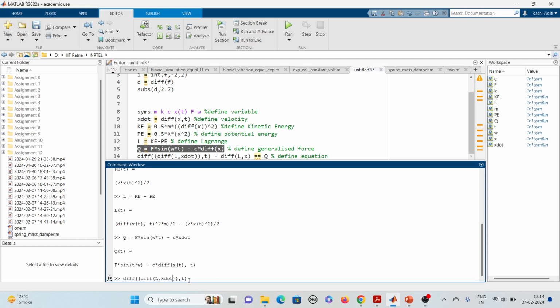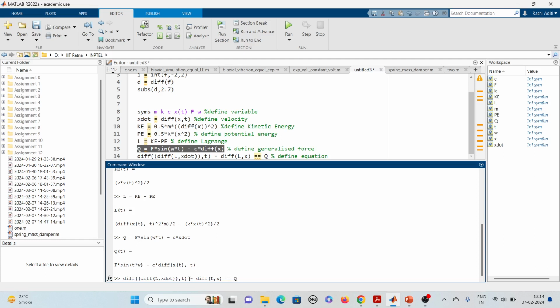I hope this is clear. Coming on to minus differentiation of Lagrange with respect to x, I can write it as diff of L, comma, what is going to come? X, correct? And is equal to Q.